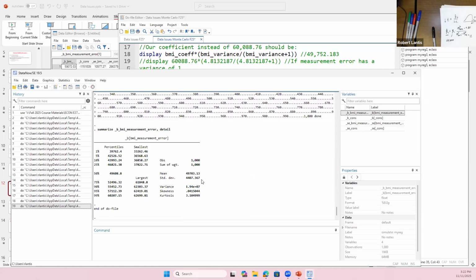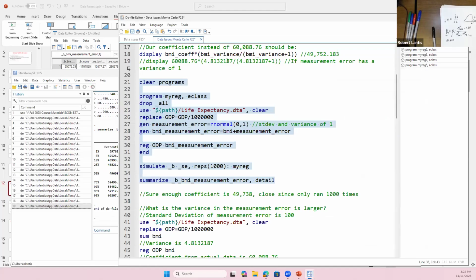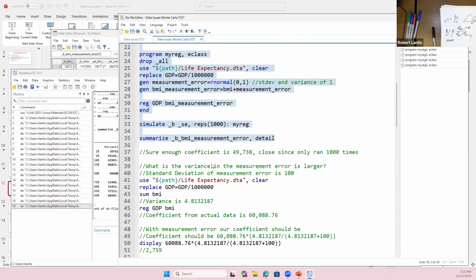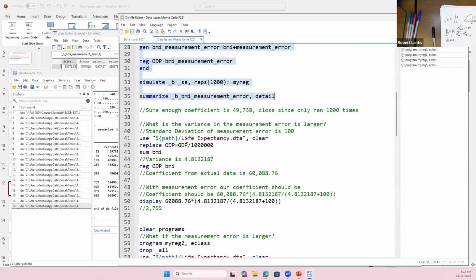Something that's a lot closer to that 49,752. And if I did this for 10,000, it's going to be even closer, right? So I can always prove to myself that this is the actual equation that would work. I just have to make sure I have that rep set pretty high. Okay.